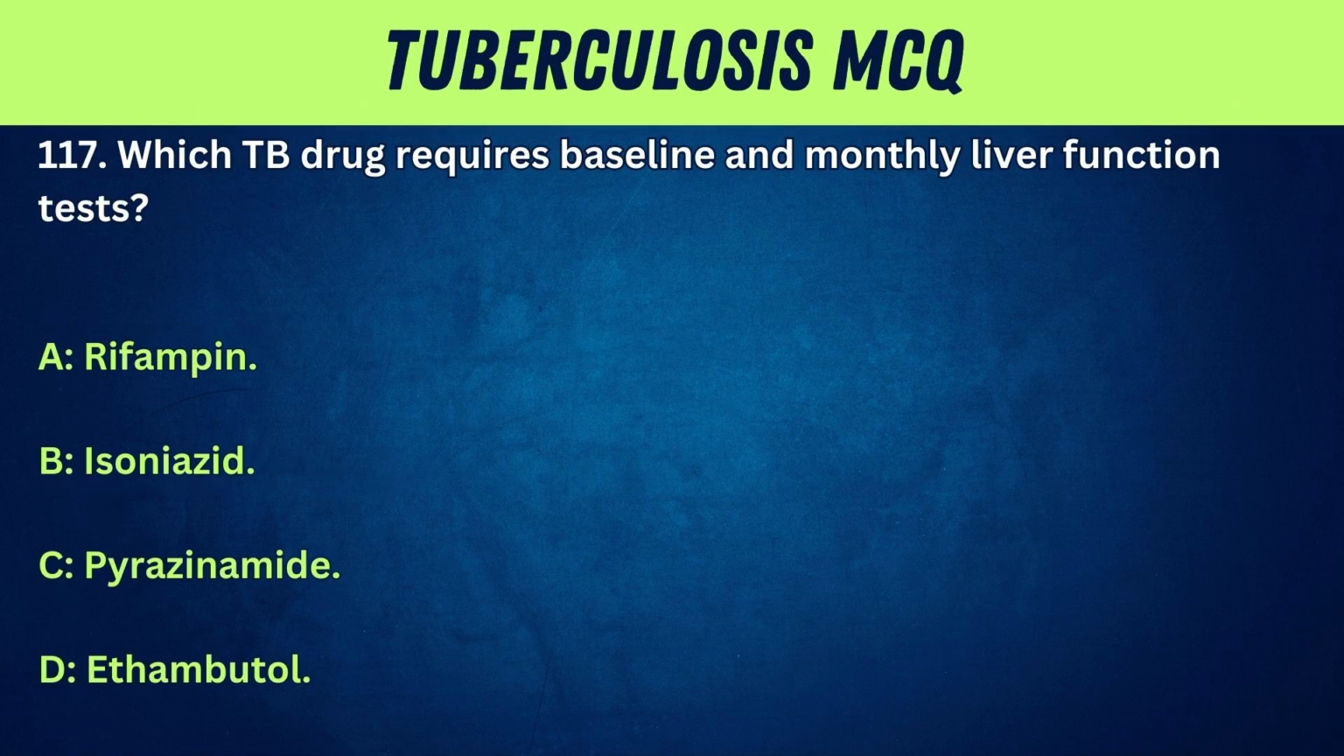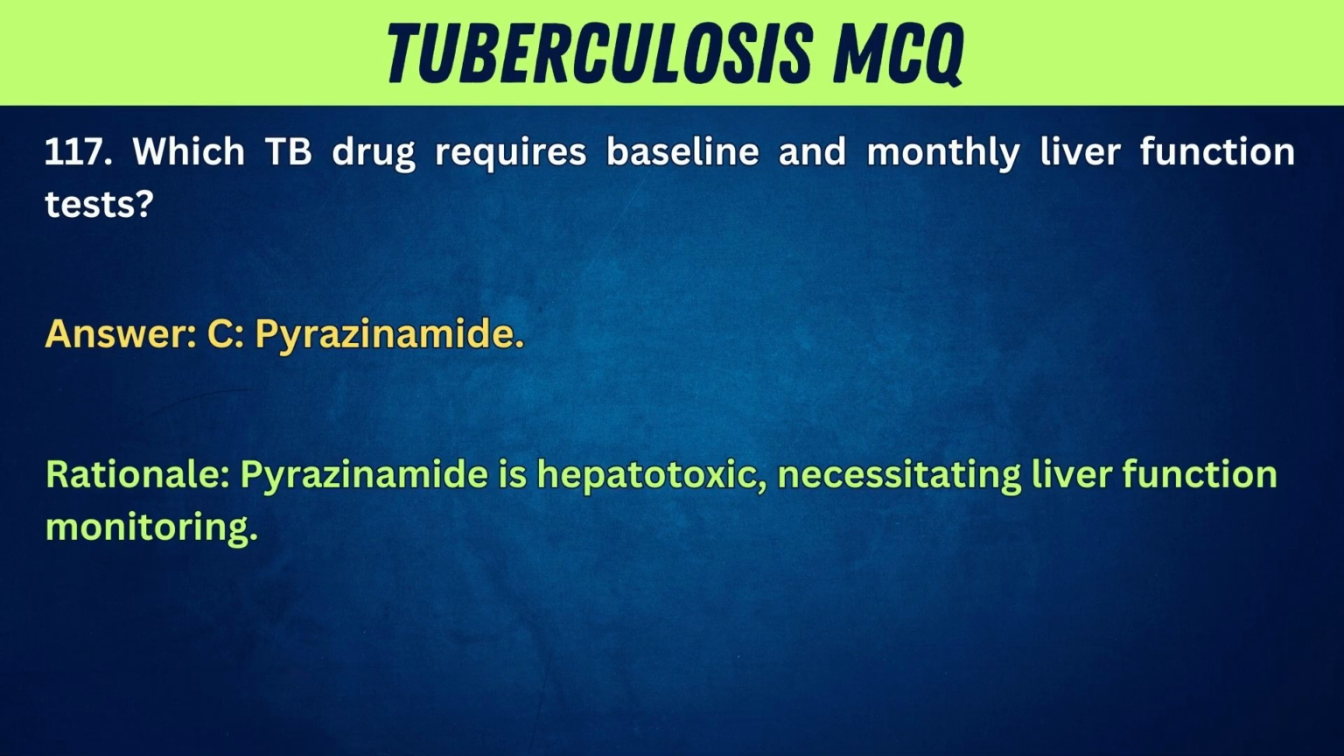117. Which TB drug requires baseline and monthly liver function tests? A. Rifampin. B. Isoniazid. C. Pyrazinamide. D. Ethambutol. Answer: C. Pyrazinamide. Rationale: pyrazinamide is hepatotoxic, necessitating liver function monitoring.